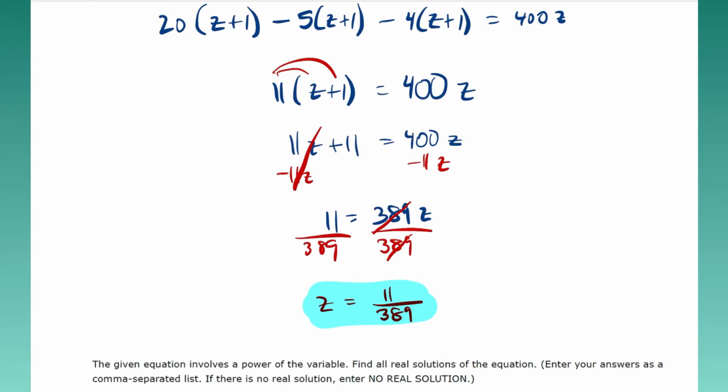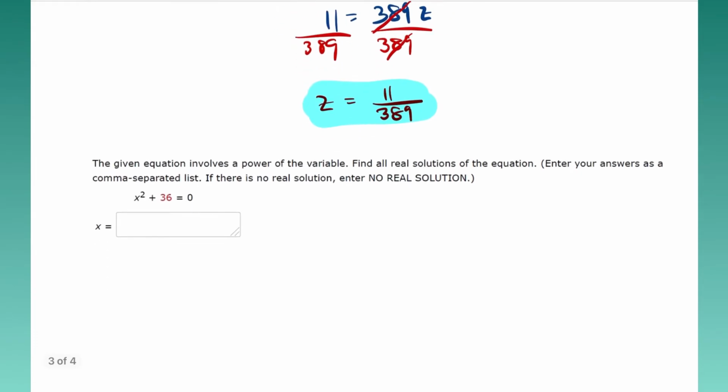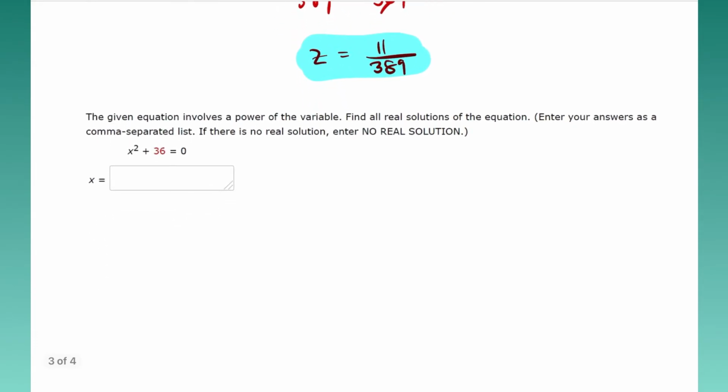The next equation involves a square. It also mentions here, if there's no real solution, enter no real solution. So they're not interested in imaginary solutions, which it looks like this will have, but they're not interested in that. So we are not going to consider imaginary solutions. We're going to subtract 36 from both sides, and then we're going to have x squared equals negative 36.